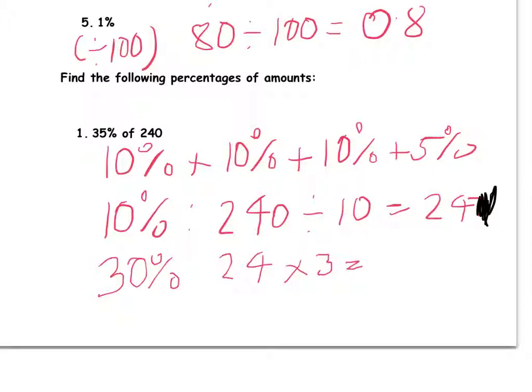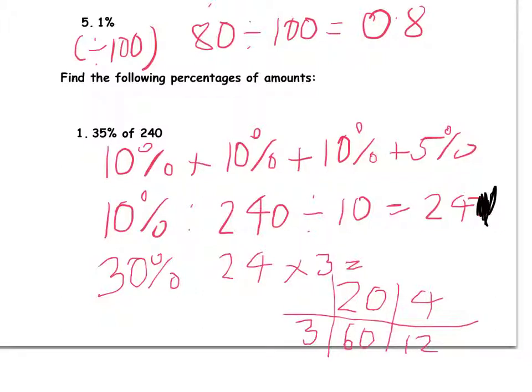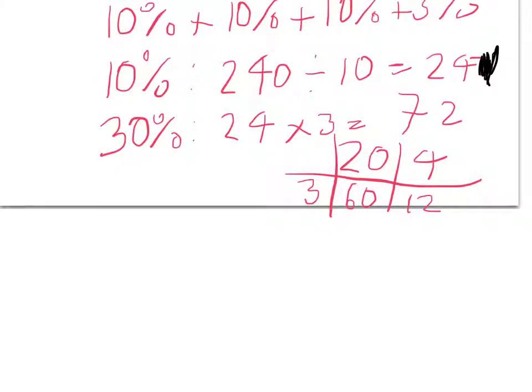So if you can't do that, you need to use the grid method. So 20 and 4, and you've got your 3. So 60, 12, which makes 72. Add those two up. Finally, we need to find 5%, which remember 5% is half of 10%, and 10% was 24, so 5% must be 12.